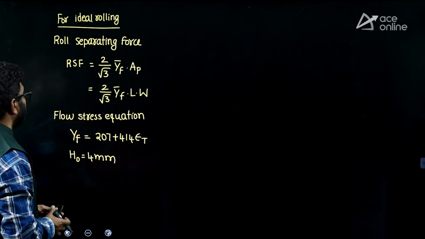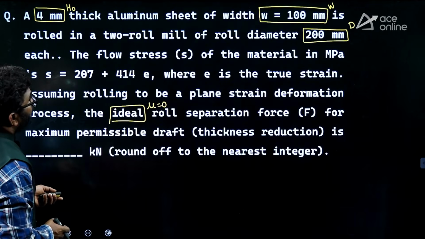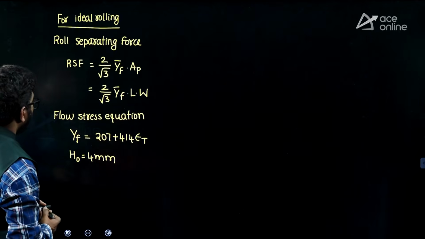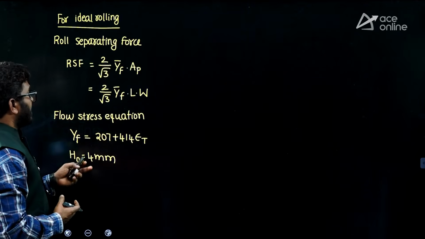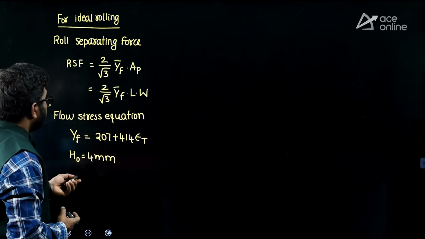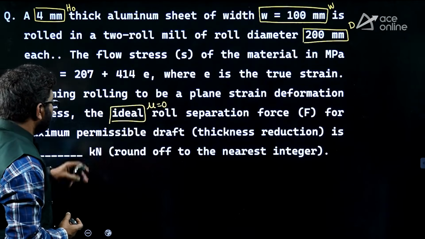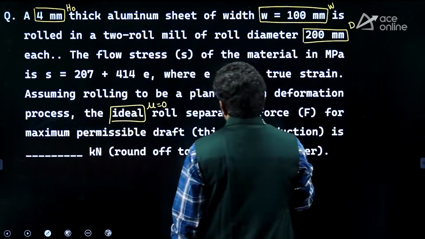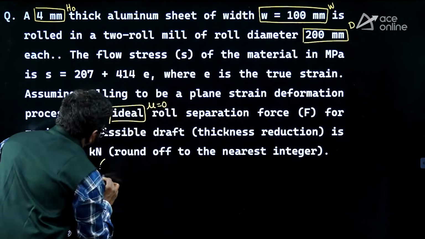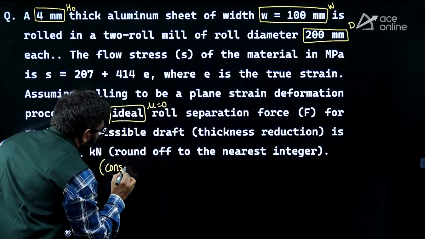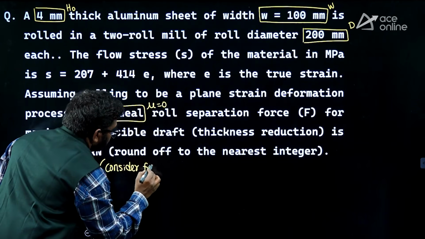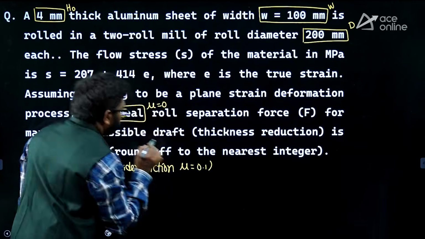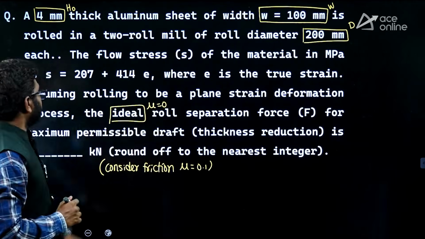Initial thickness H naught equal to 4 mm. But final thickness is not given. So we should calculate the final thickness to calculate the strain. In this case we should assume one assumption, but don't worry, in the exam paper they will definitely give you. Consider friction mu equal to 0.1. Okay, don't worry, I forgot to add this one.